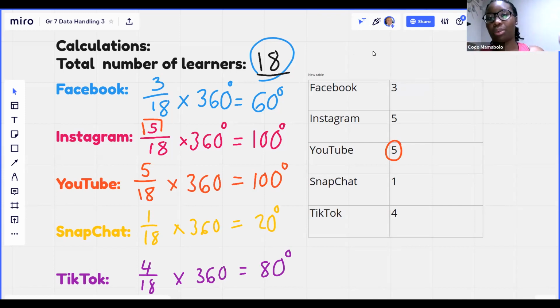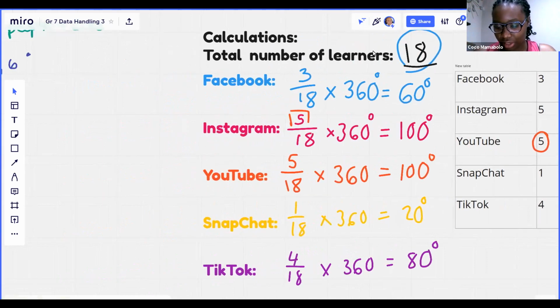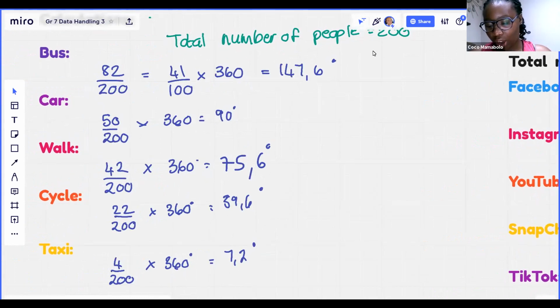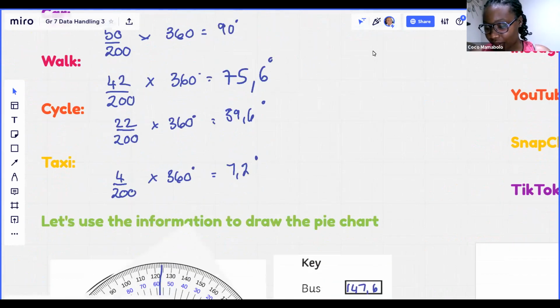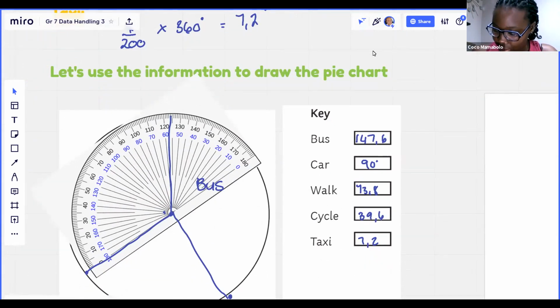Now we're going to take these degrees and put them on an actual pie so we can see how it looks. The last time we were looking at this question, where we were calculating how many people take the bus or the car or how many people walk. Actually, we realized earlier today that this one over here isn't correct. That one is supposed to be 75.6 degrees.